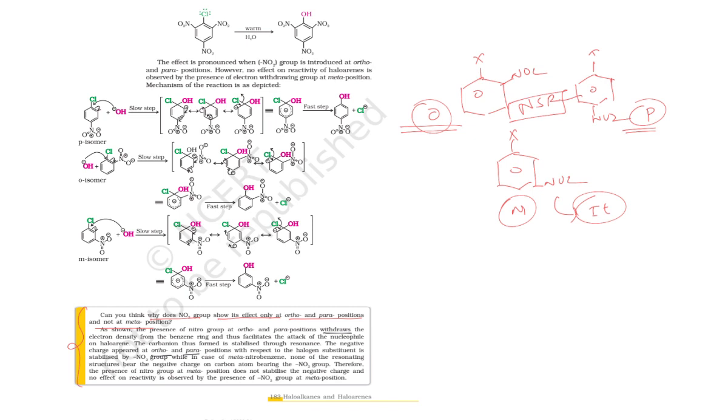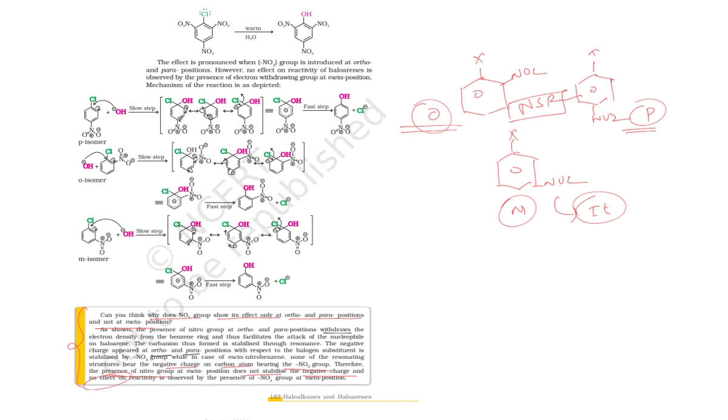The presence of a nitro group at ortho and para position withdraws electron density from the benzene ring, thus facilitating the attack of the nucleophile on haloarenes. The carbanion thus formed is stabilized through resonance. The negative charge appearing at ortho and para position with respect to the halogen substituent is stabilized by the NO2 group, while in case of meta nitrobenzene, none of the resonating structures bears the negative charge on the carbon atom bearing the NO2 group. So the presence of a nitro group at meta position does not stabilize the negative charge. So no effect.